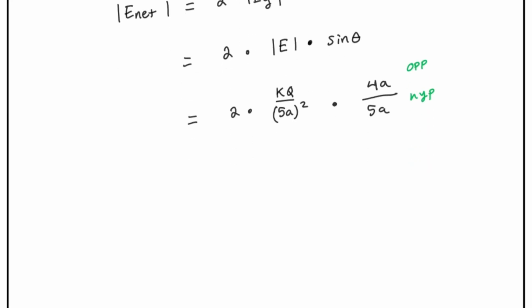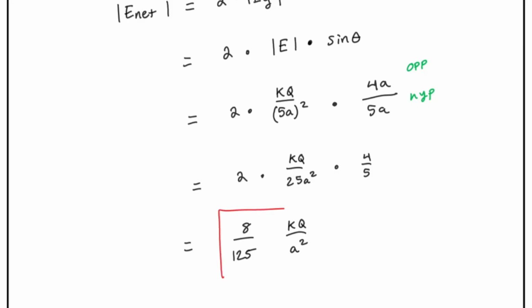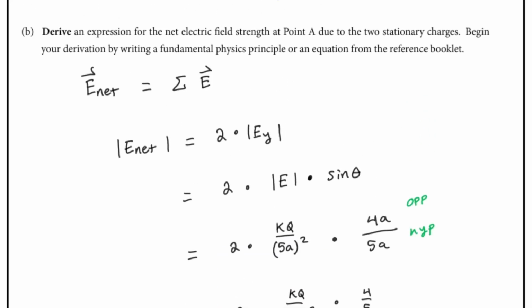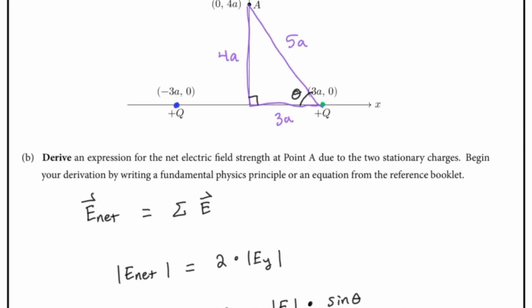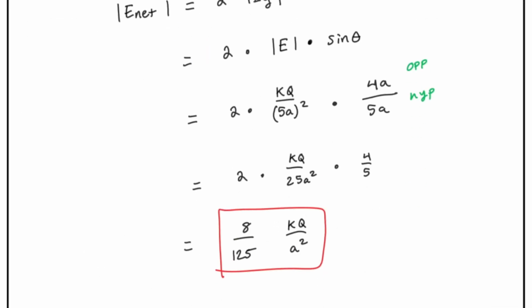So now we can just do some simplifying. So we get 2 times kq over 25a squared times 4/5. So numerator, we get 2 and 4, which makes 8. And denominator, we get 25 and 5, which makes 125. Kq over a squared. So decent results. Better than the 3/2 power nonsense we'd get if this was an arbitrary y. So we'll take some simple-ish fractions over that, I guess. I think this is a nice looking answer.